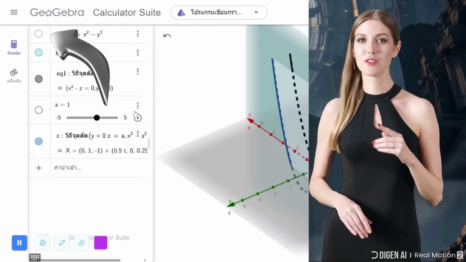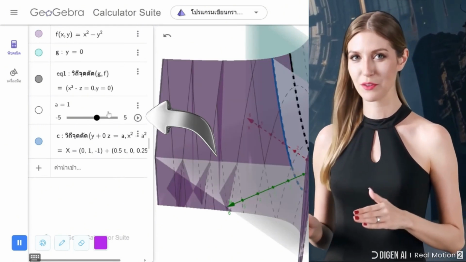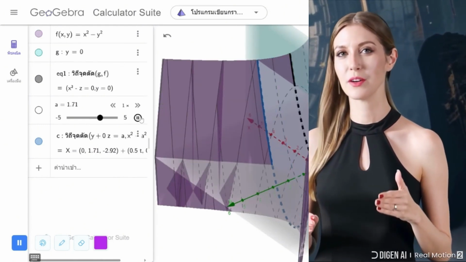Show the complex surface by clicking on the circular button. Then click on the play button to see the moving plane cut the complex surface.